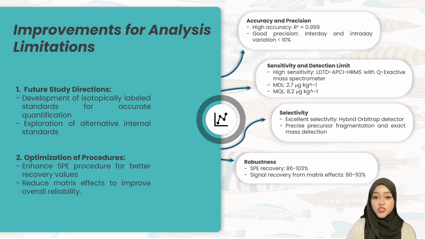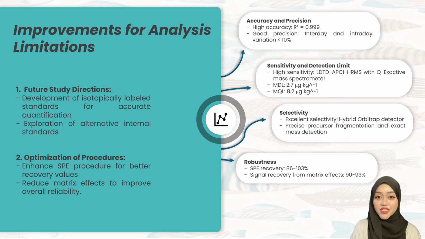For accuracy and precision, this method demonstrated high accuracy and precision with a linear correlation coefficient R squared of 0.999 for the validated method. The intraday and interday variation coefficients for target compounds were below 10%, indicating good precision in the analysis. Next is the sensitivity and detection limit. The use of LDTD APCI HRMS with the Q-Exactive mass spectrometer provided high sensitivity for detecting microcystins in fish tissue. The method detection limit (MDL) and method quantification limit (MQL) were reported as 2.7 and 8.2 micrograms per kilogram respectively, demonstrating the method's ability to detect low concentrations of microcystins.